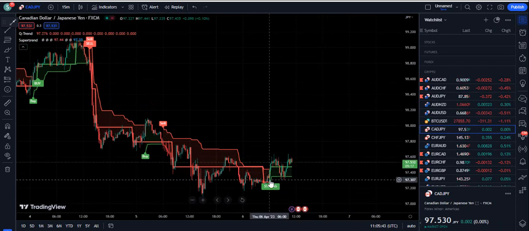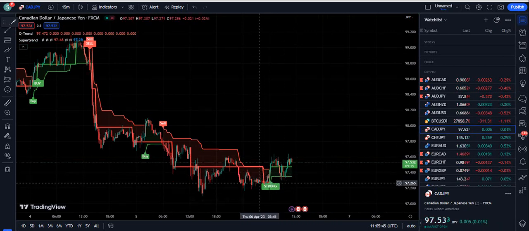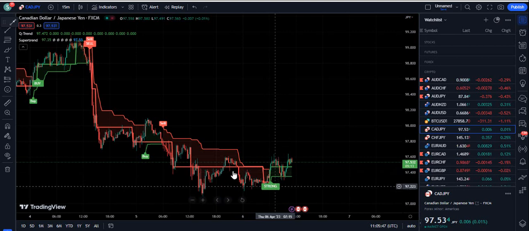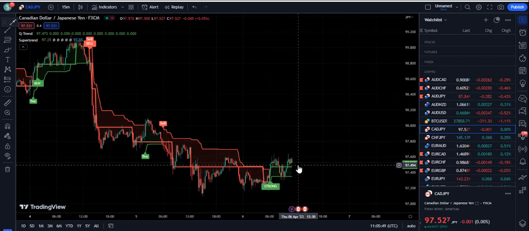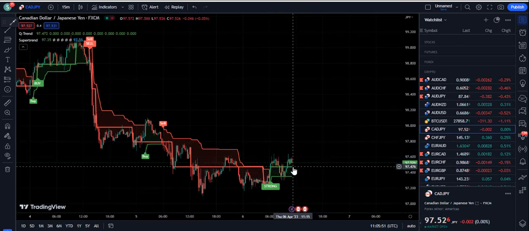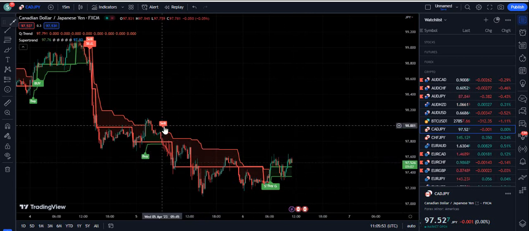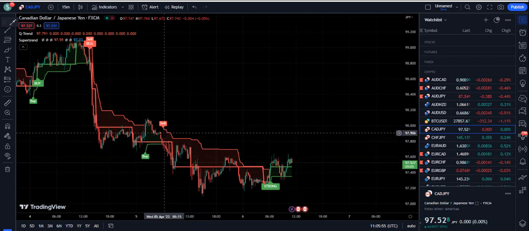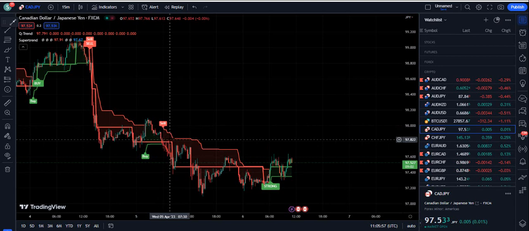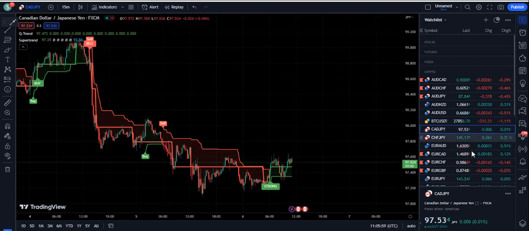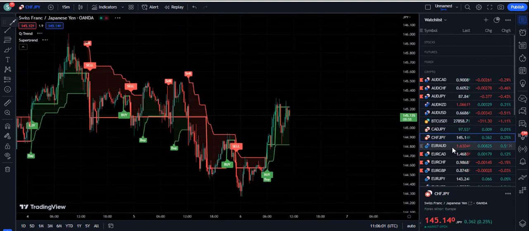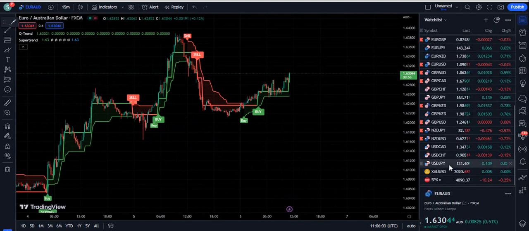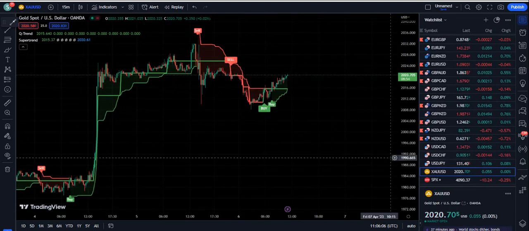So for example, right now it's telling you to buy, and that's so strong, but we should not take a buy because technically we are going down. So we should be looking for the rejection of this buy, and then when the super trend turns red in color and we have a sell signal from the Q trend indicator, we can definitely take one. So for example, let's have a look at gold, how it is performing on gold.